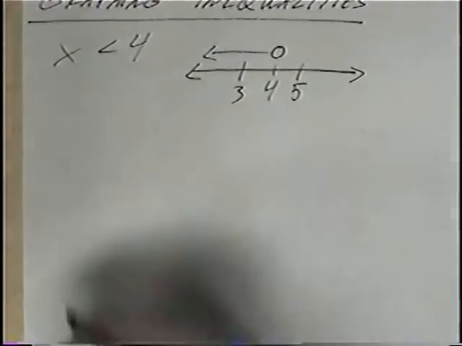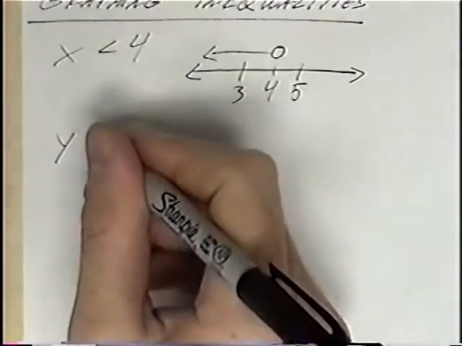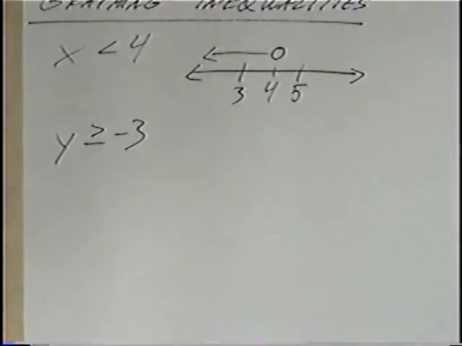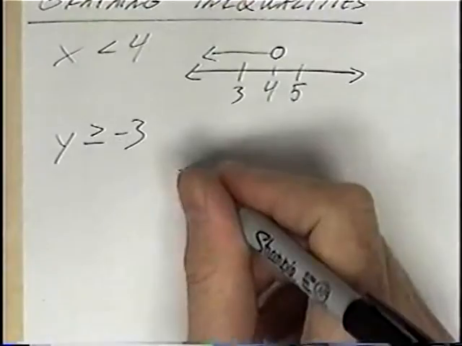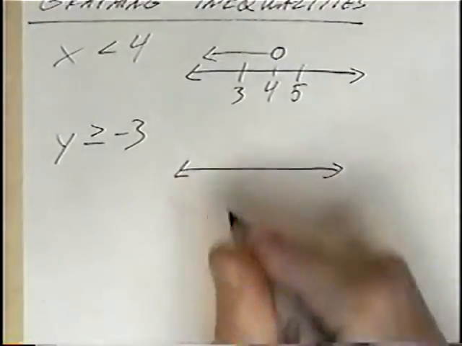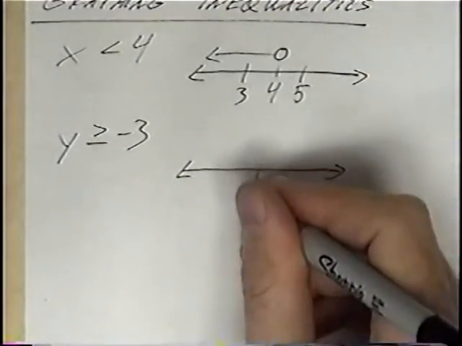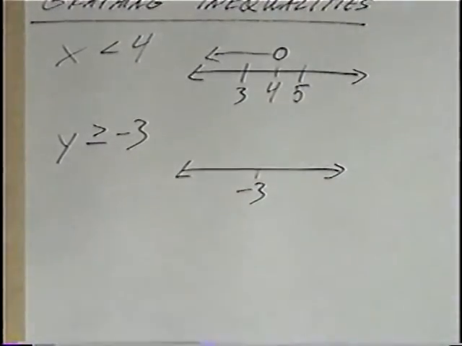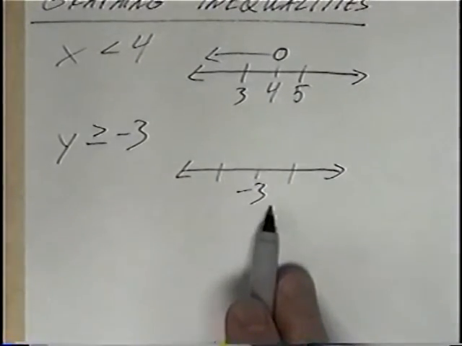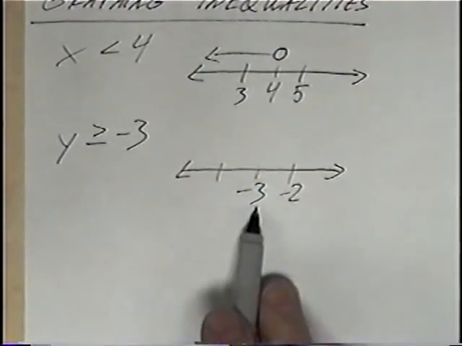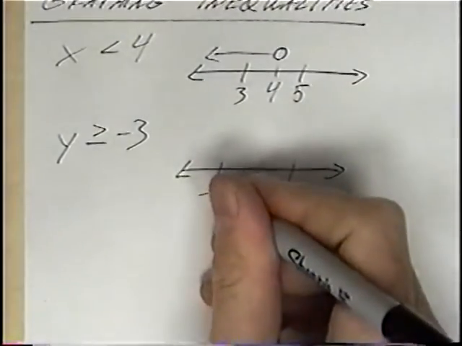Second question that we'll graph. y is greater than or equal to -3. Same steps, we'll draw a number line, because again we're graphing a single variable. The number -3 we'll put in the middle of the graph, and we'll have one number to the left and one number to the right. To the right of -3 would be -2, and to the left of -3 would be -4.